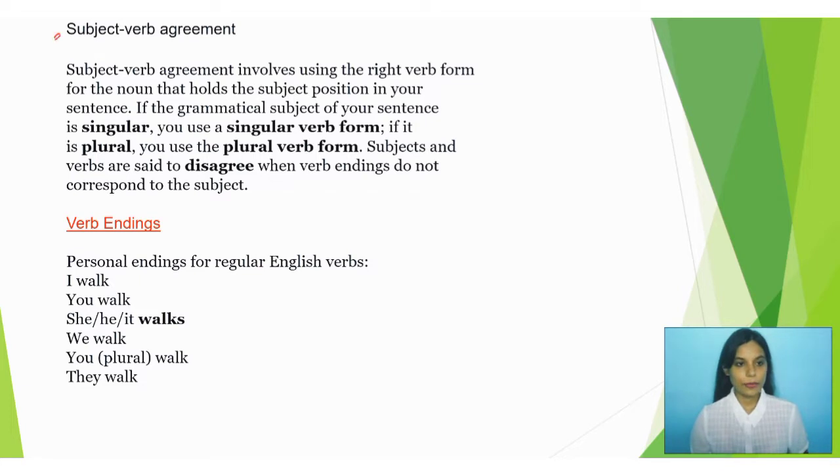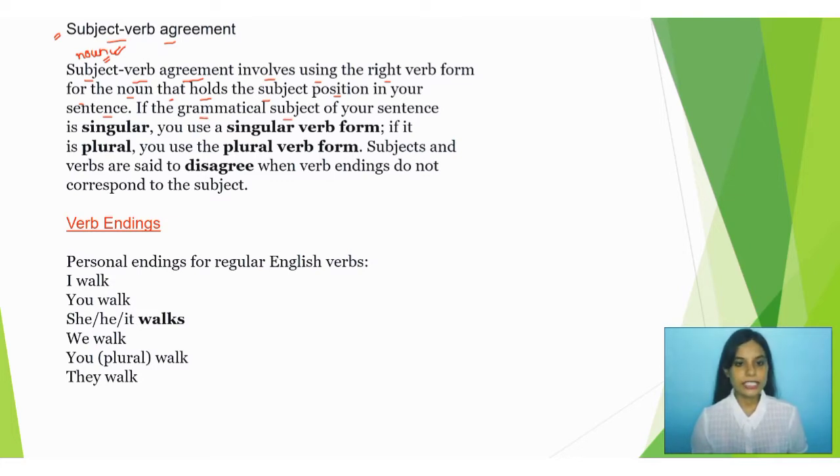Starting with subject-verb agreement, you know what a subject is: the part of the sentence which contains the main object of the sentence, that's the subject, all right? And the verb is, of course, the heart of the sentence. So subject-verb agreement basically involves using the right verb form for the noun. So the subject is our noun, we can say. Not always, but here we are considering it the noun that holds the subject position in your sentence. Most of the time it includes the noun only.